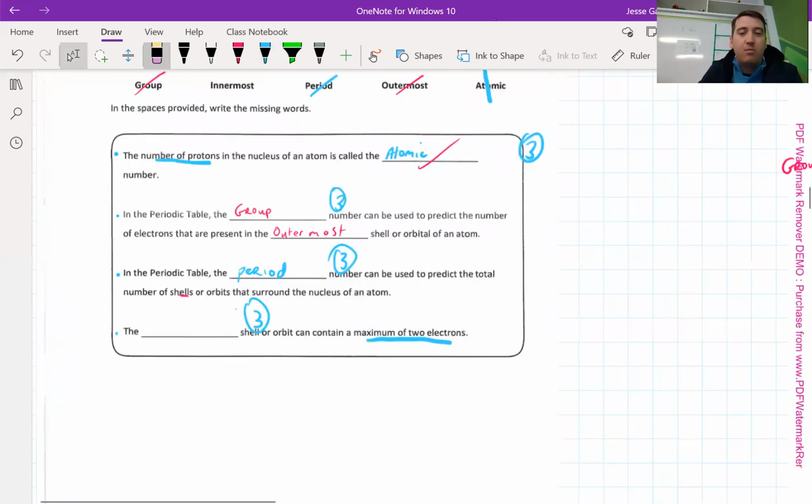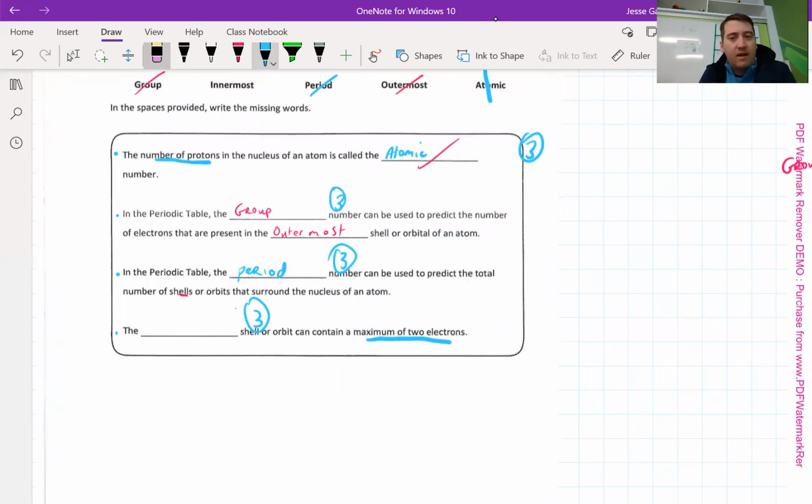And I would suggest you go back to your notes and just double check that you have all this information. So it says the innermost shell can contain a maximum of 2 electrons. All right, guys, that is that question.